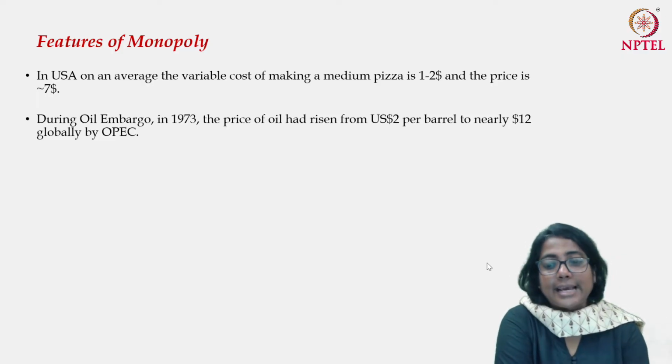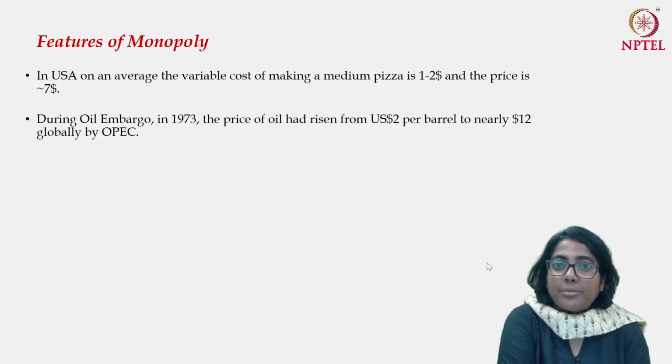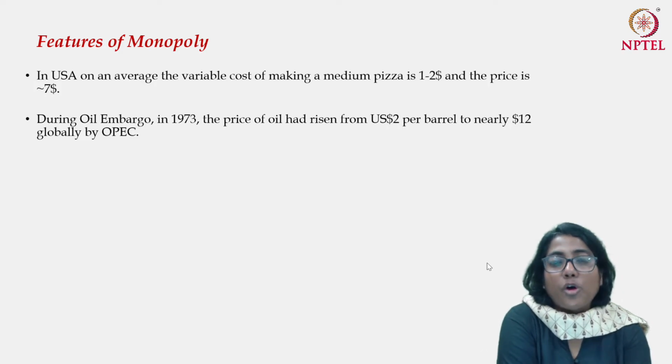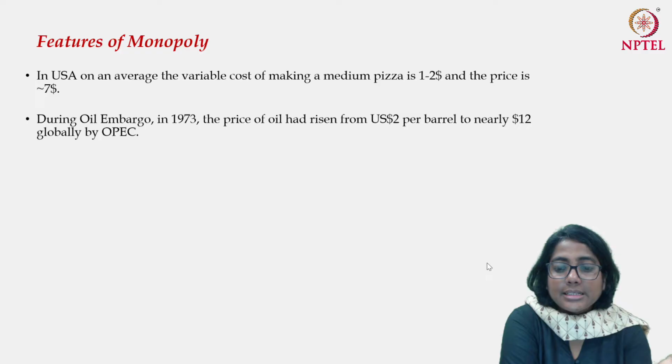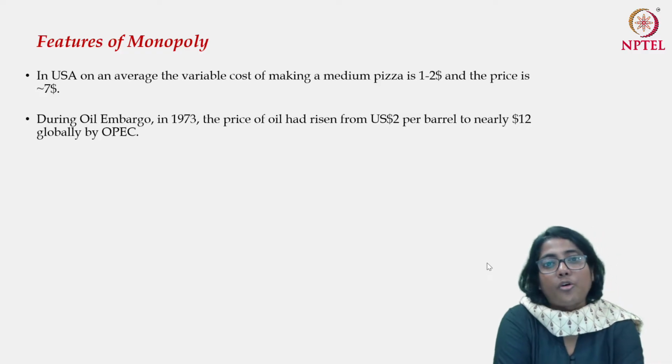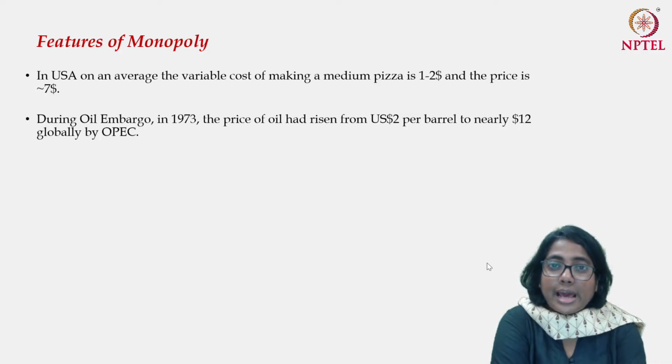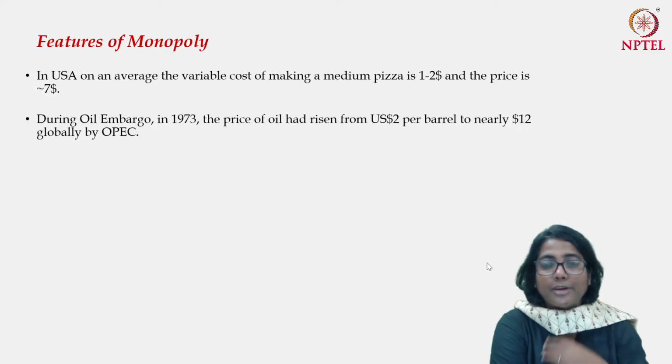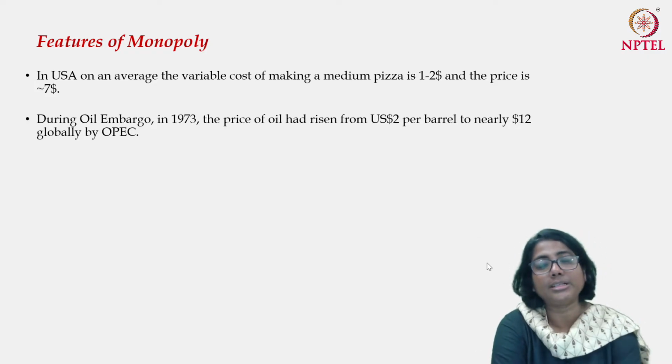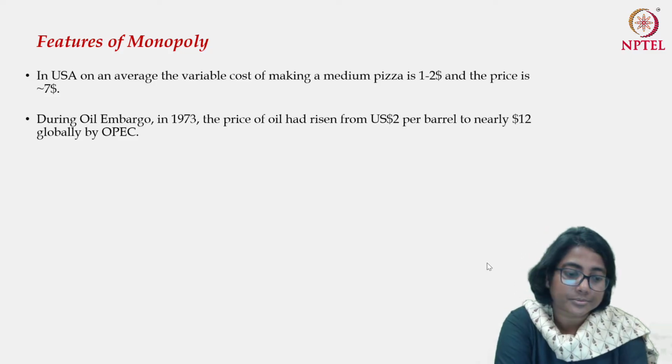Let us take the second example. And this is the example that is known to all of us. This is in 1973, where the first oil crisis took place, and we all know the history of this oil crisis. And what happened is that the price of oil rose from, on average, $2 per barrel to $12 per barrel globally. So that was the average global increase in the price of oil.